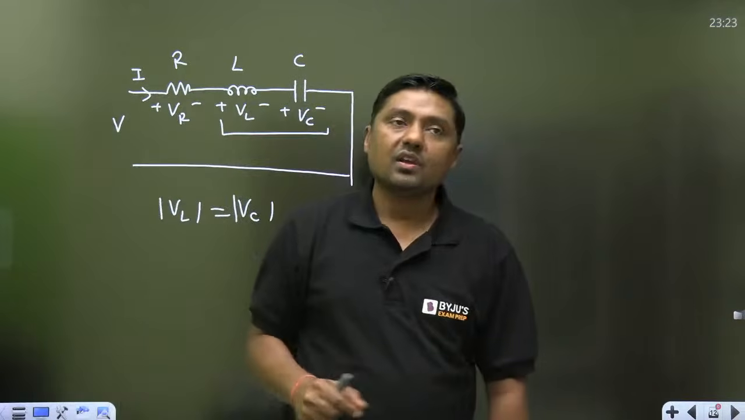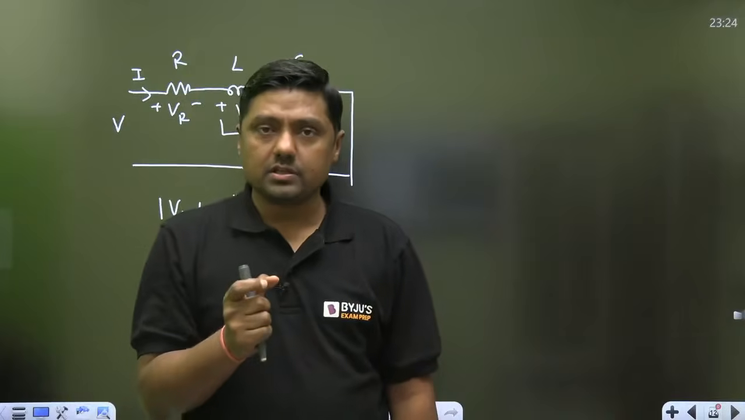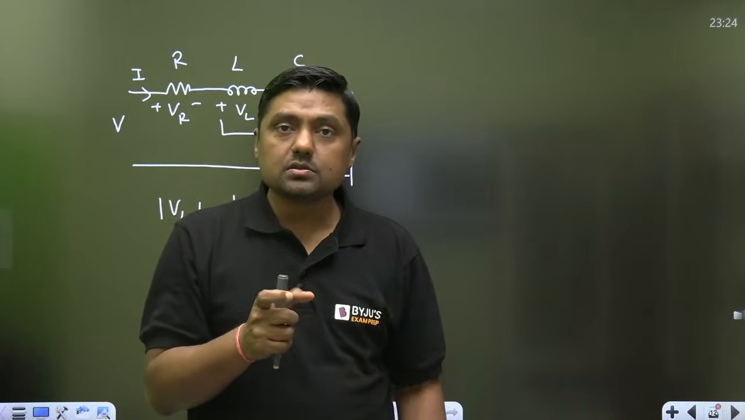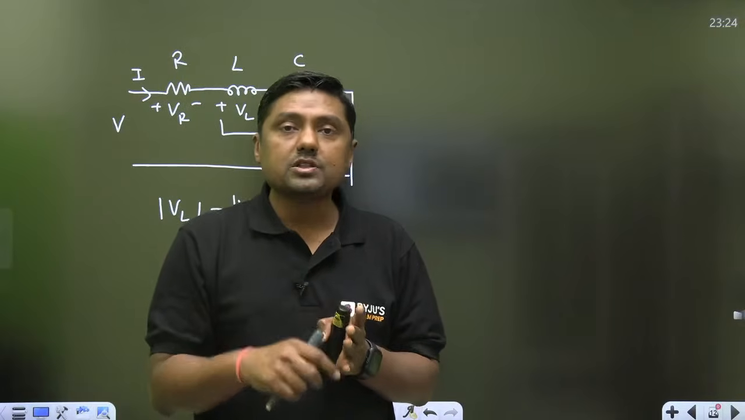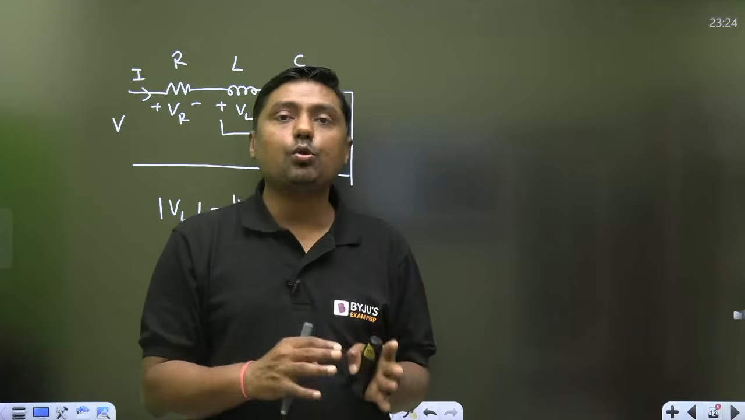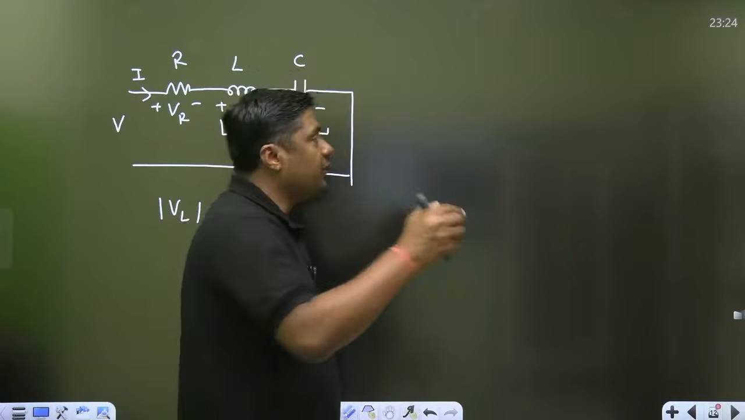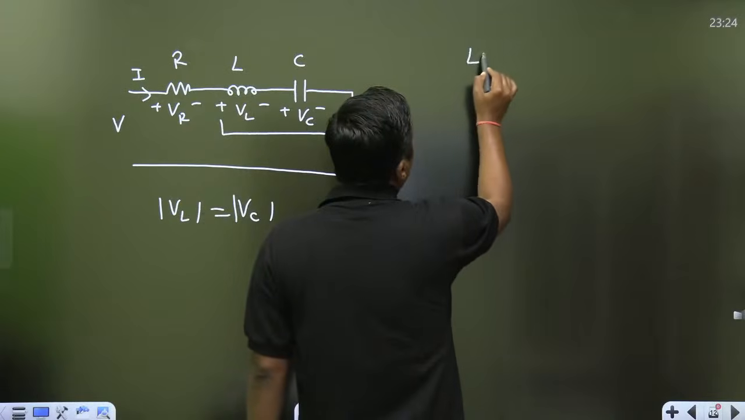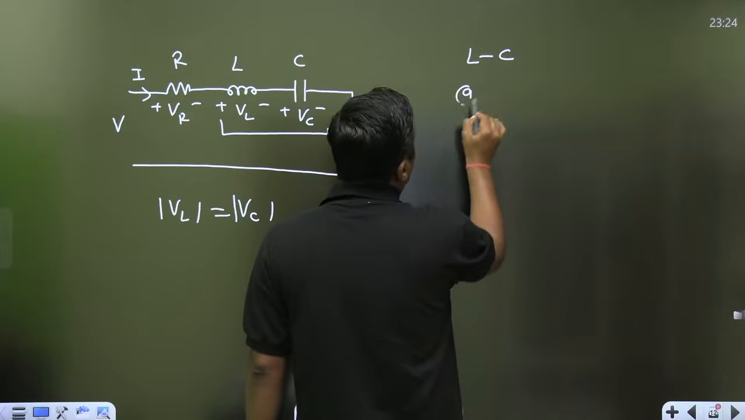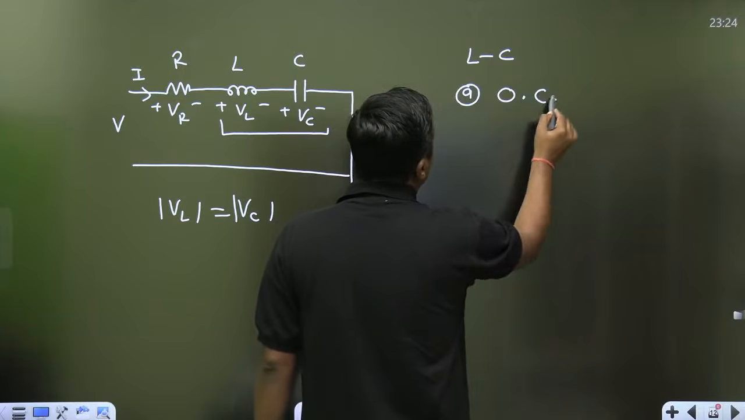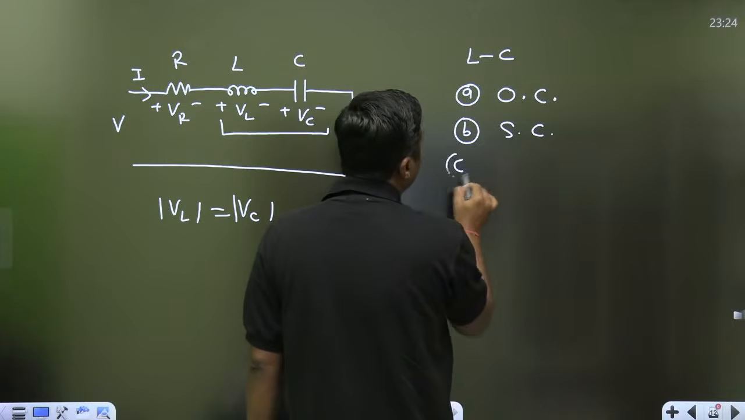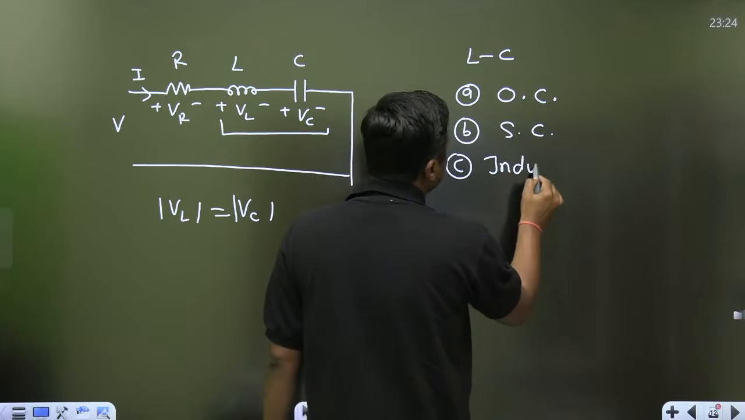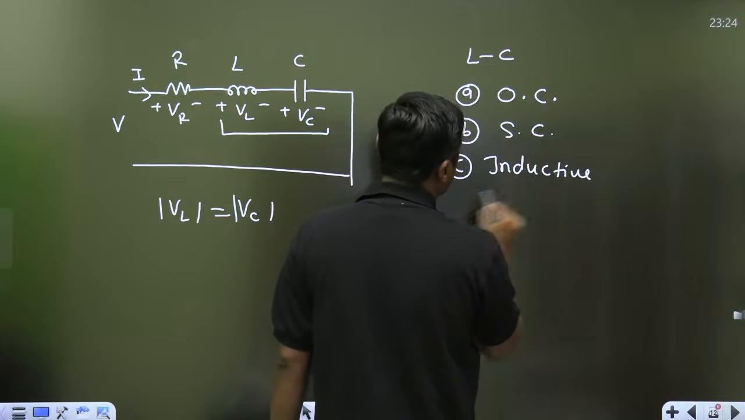Therefore the combination of inductor and capacitor will act as, give me the answer. At series resonance, the series combination of L and C will act as an open circuit, short circuit, inductive impedance or capacitive impedance. Everyone, the combination of L and C will act as: A, open circuit; B, short circuit; C, inductive in nature; D, capacitive in nature.